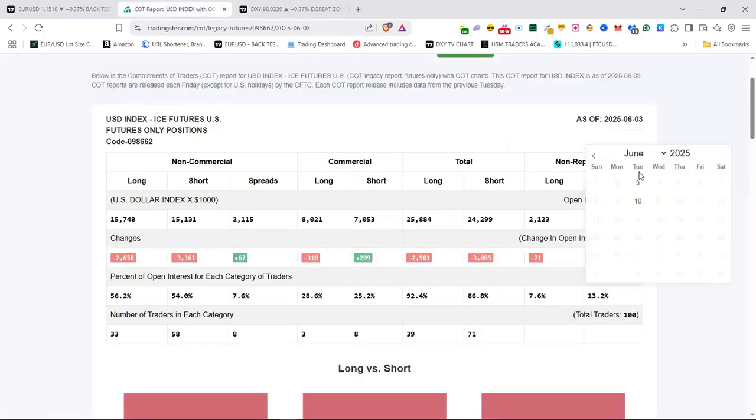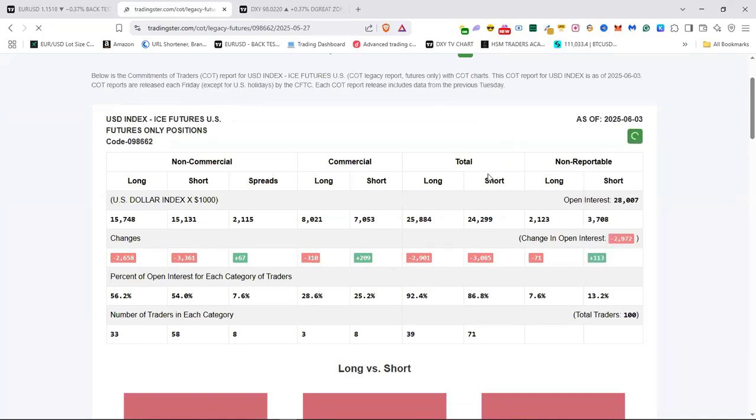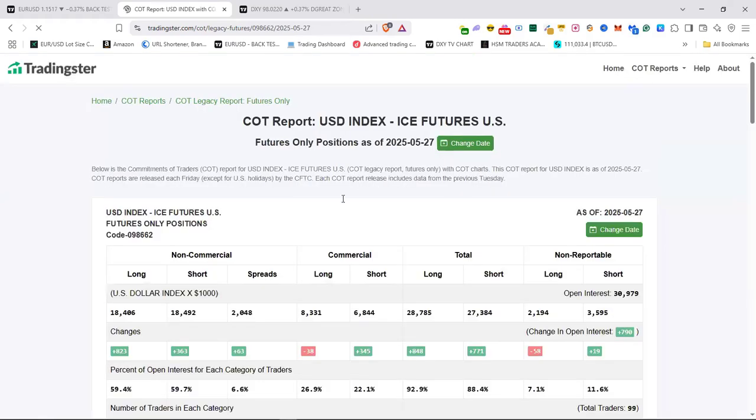Let's look at what's happened in the month of May, the last COT report of the month of May. Let's look at it together. Let's look at what happened before NFP.